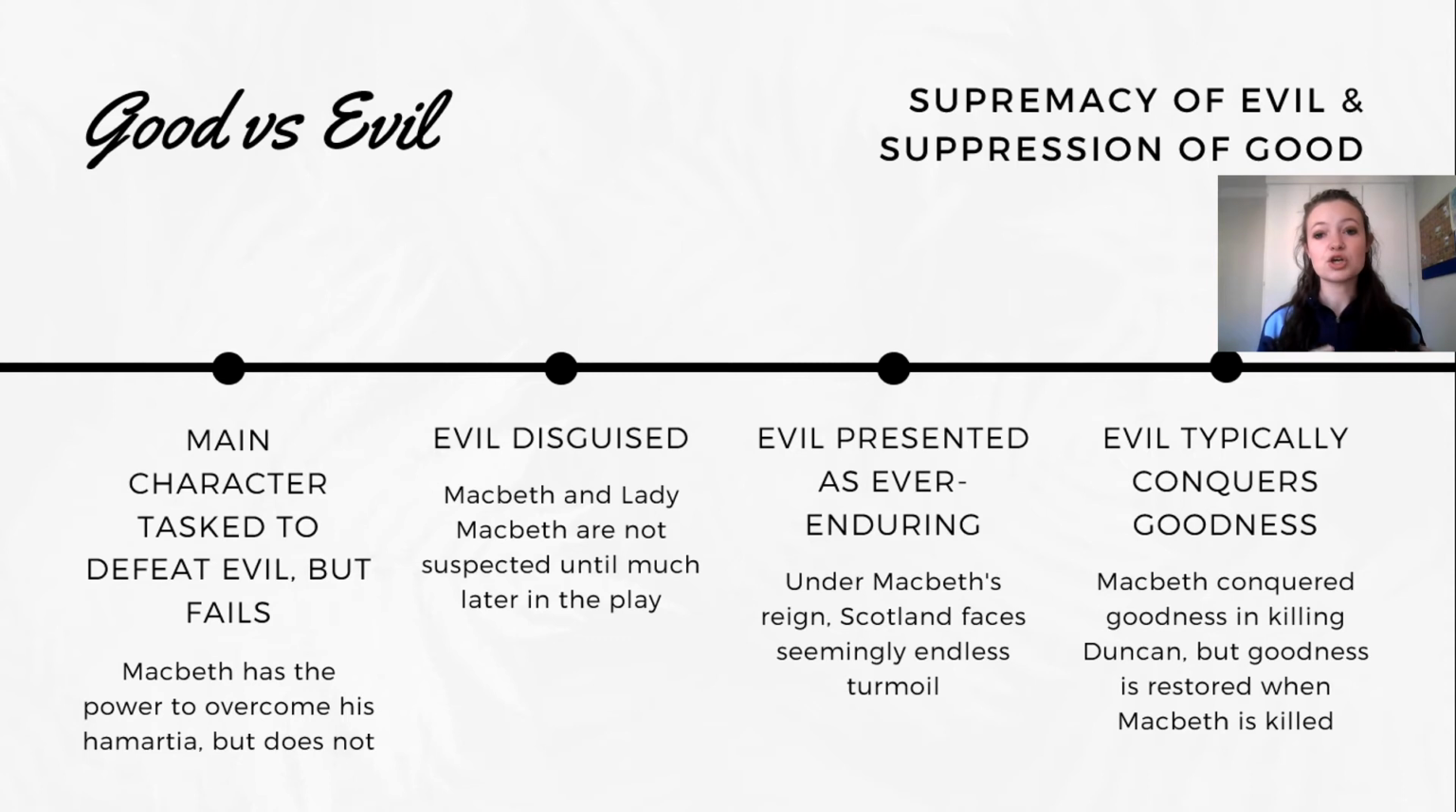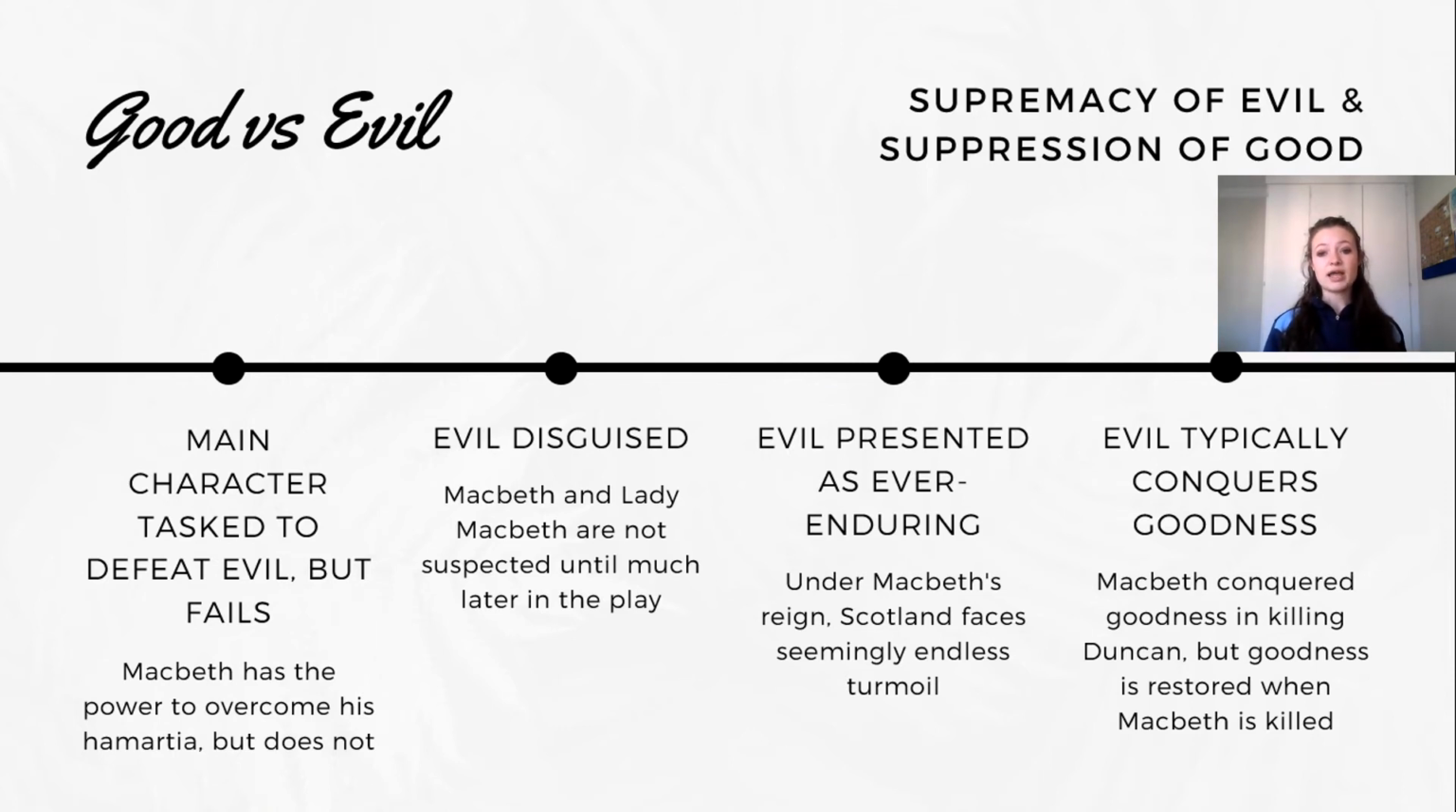The third element is good versus evil. Now there is a supremacy of evil and a suppression of good. Now, the main character is usually tasked to defeat evil, but they fail. And we see this in Macbeth. Macbeth has the power to overcome his Hamartia, but he doesn't. Evil is usually disguised, and so we see that Macbeth and Lady Macbeth are not suspected until much later in the play. Evil is presented as ever-enduring.